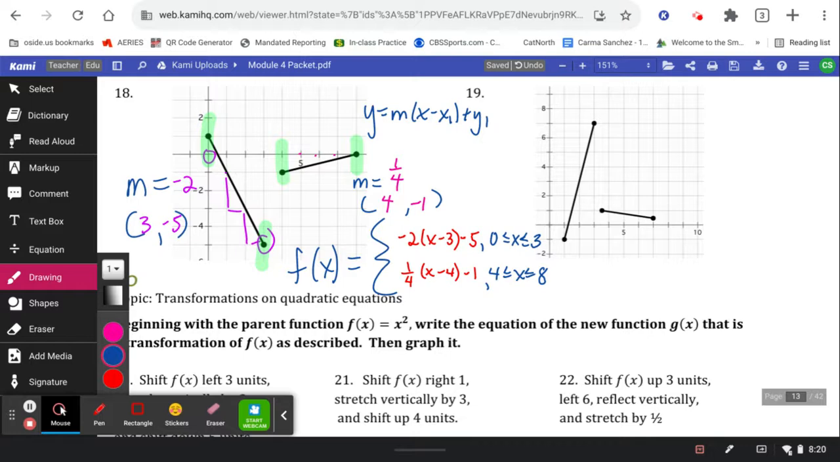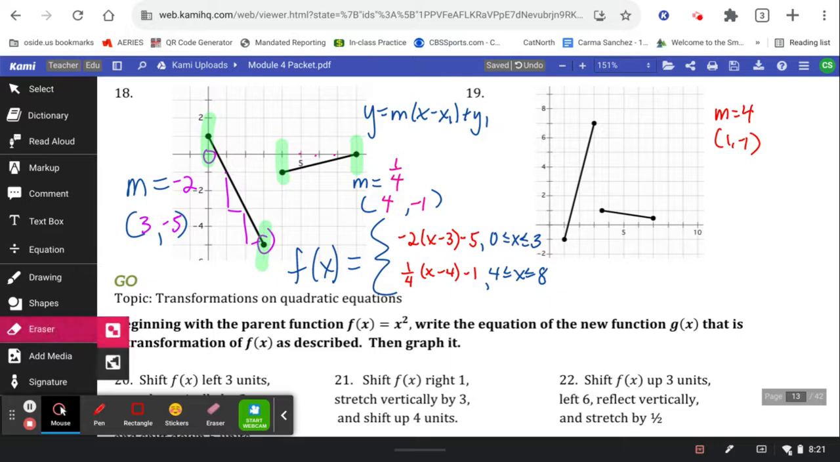How'd you do? Pause the video, try the second one on your own. Like for real, pause it. Okay, first one, I'm getting a slope of up 4 over 1. x1, y1, let's do 1, negative 1. Second piece, it's a negative slope, it's going down.